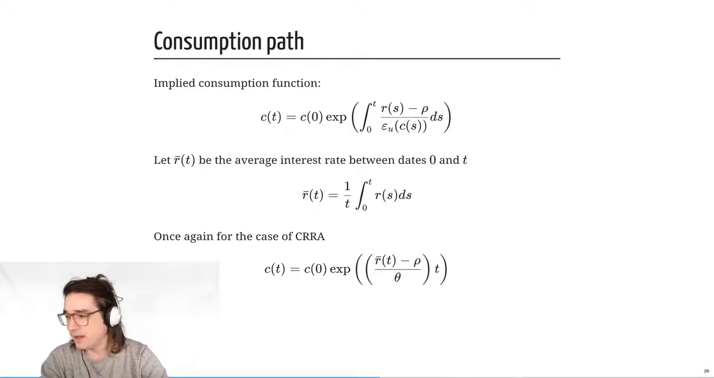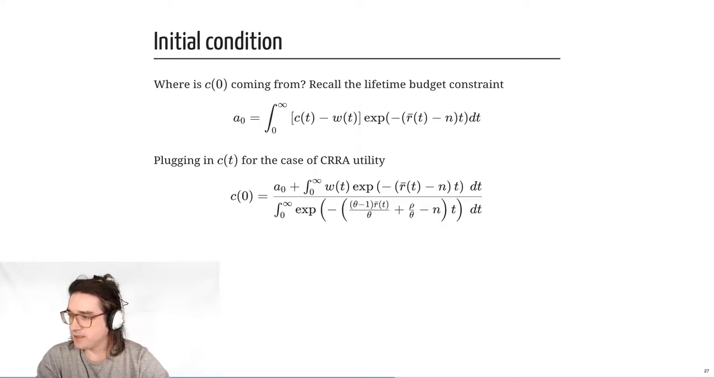Okay, so here you can see at the bottom that's exactly what we derived, right, with the R bar. And then on the next page, I'm just saying, this is what we had found for the lifetime budget equation with that R bar in there too. That's just from the previous slide. And then you can plug in C of T.